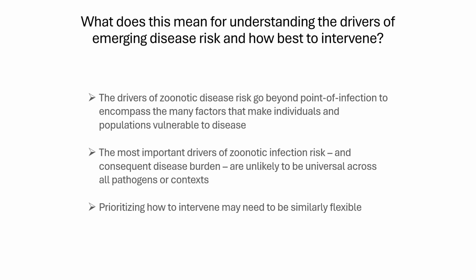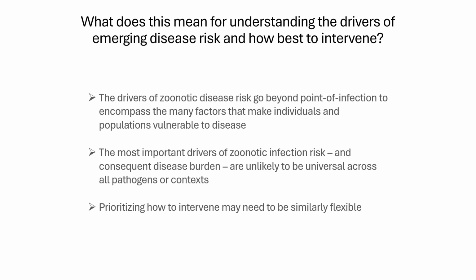So I suppose firstly, the drivers of zoonotic disease risk go far beyond the point of first infection, and they encompass the many different factors that make individuals and populations vulnerable to disease. It means that we might need to give a different weighting to these different social and ecological contributors to risk, depending on the disease and the context. So if we're thinking about endemic zoonoses that predominantly spill over from wildlife, those ecological drivers are going to be incredibly important to think about from an intervention standpoint.